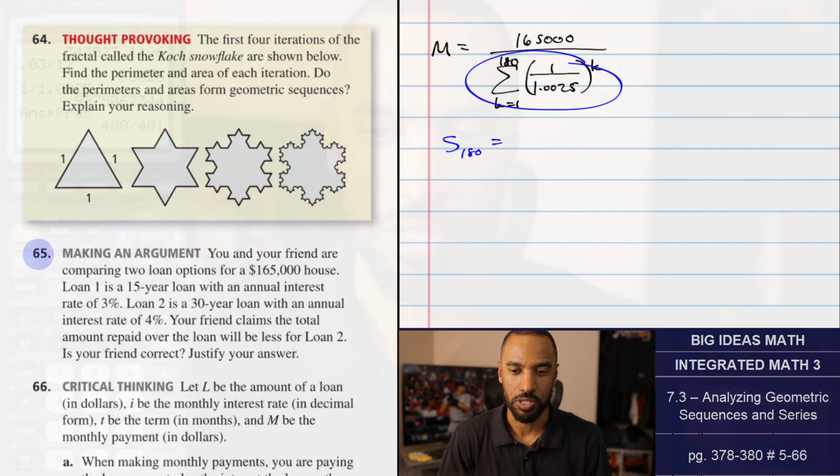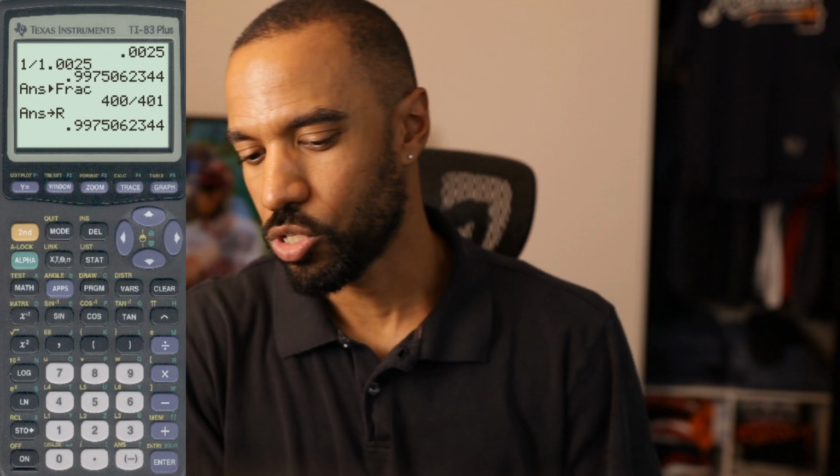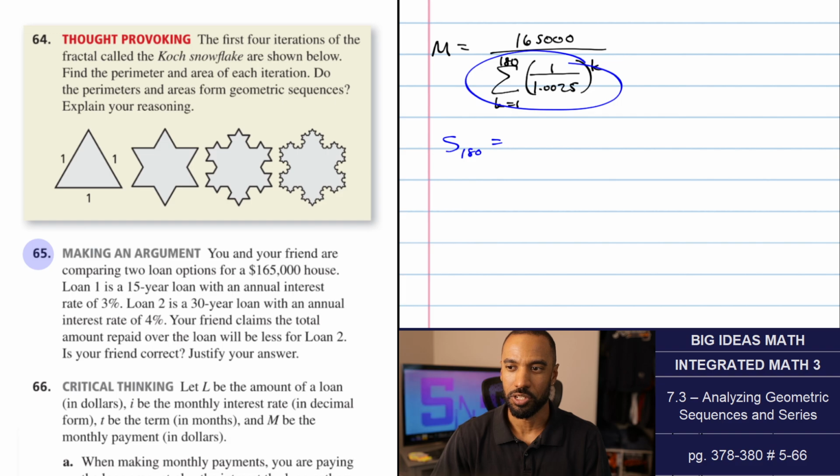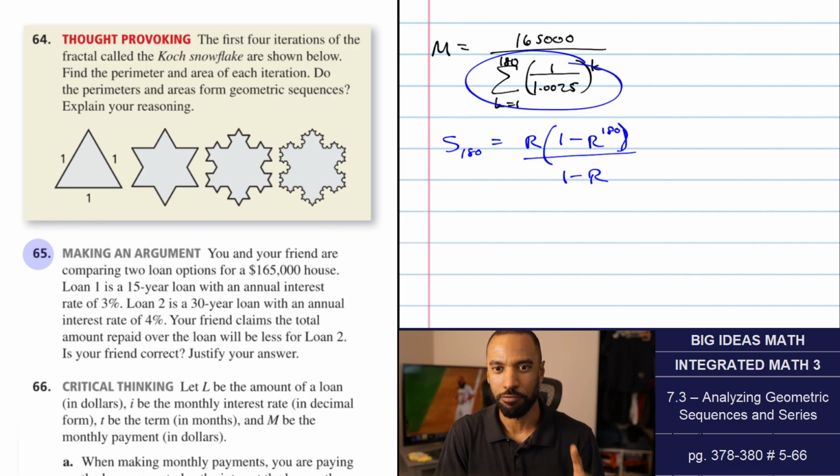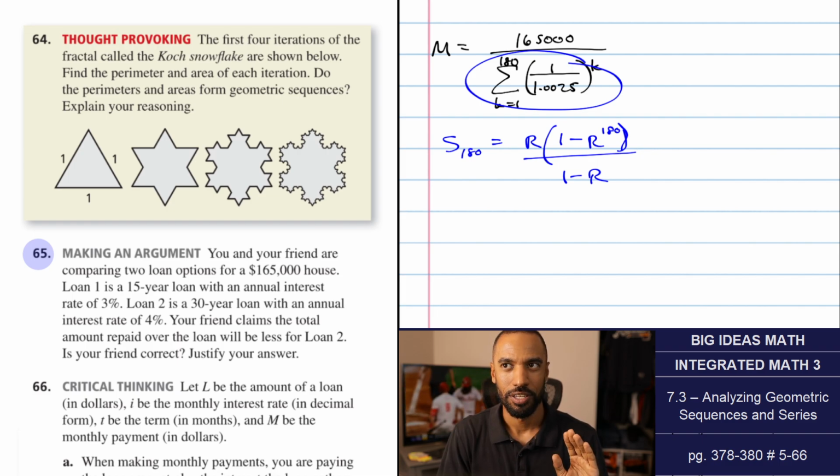I think I want to do one of those things like I did previously on these and just write the fraction, store it into R. Store it into R like that. So let's just do that as we did last time. Last time I stored it into R, okay? So your A sub 1 is the same as your common ratio. We've seen this a couple times to note that. So 1 minus R to the nth power all over 1 minus R. This is S sub 180 for the first set, and that's just for the bottom sum.